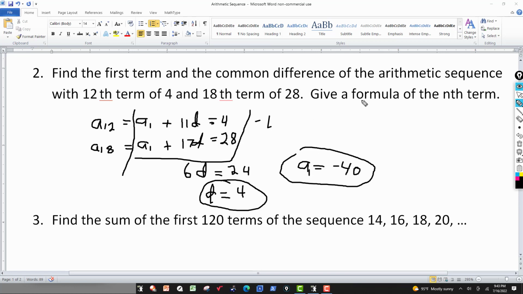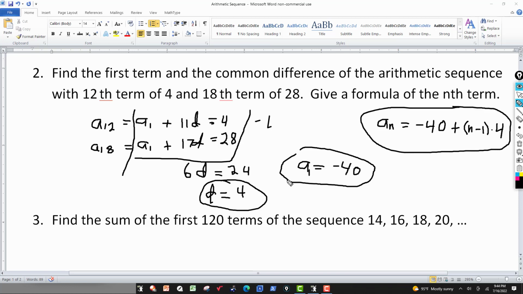And then it also wants us to give a formula for the nth term. So for the nth term, the general formula is A sub n is equal to whatever A1 is, and in this case we found A1 to be negative 40, plus n minus 1 times D, the common difference, which is 4. There's your formula. So if you wanted, say, the 200th term of this sequence, you would just take this formula, put a 200 where the n is. Here, 200 minus 1 times 4 plus negative 40, you get that particular term.